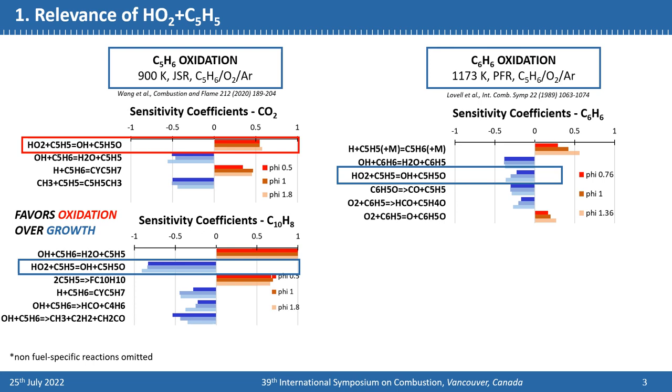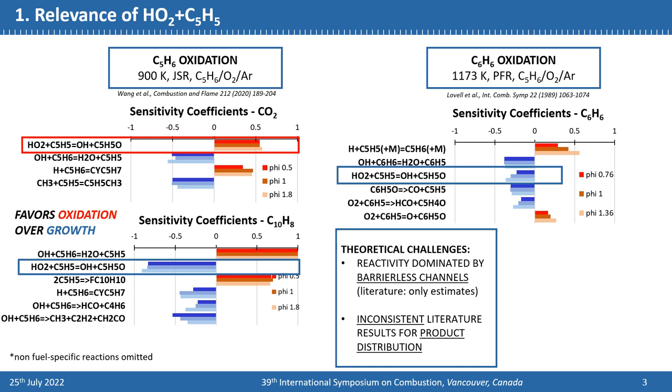Similarly, we see that in benzene oxidation, the concentration of benzene itself is sensitive to this reaction because it produces OH radicals that contribute to benzene consumption through abstraction reactions. However, the theoretical study of this potential energy surface is particularly challenging because of the presence of a large number of barrierless channels, which have to be studied with appropriate theoretical protocols, and therefore previous literature studies only provided approximate rate constants for these reaction channels.